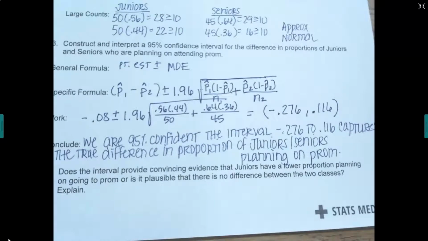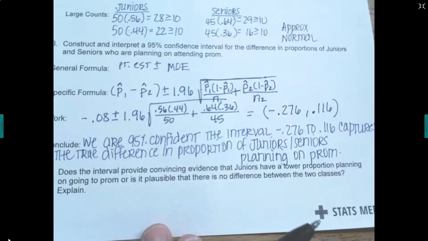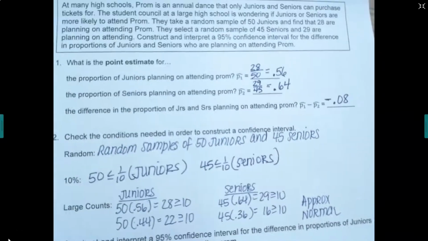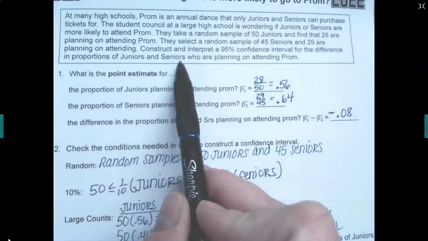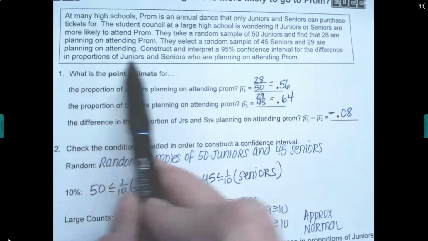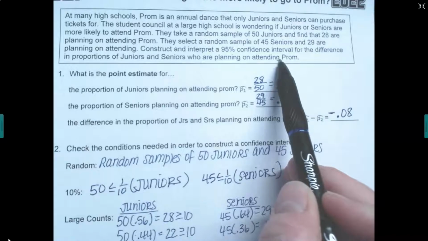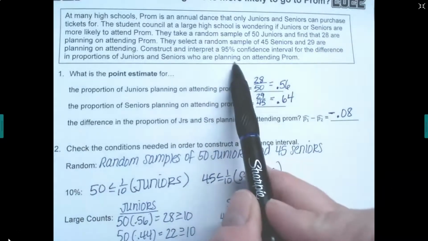So let's make our conclusion here. We are 95% confident the interval negative 0.276 to 0.116 captures the true difference in proportion of juniors and seniors planning on attending prom. The wording of what you're looking for should be in the question. If we go back up to the top, it says find the difference in proportion of juniors and seniors who are planning on attending prom. That's what needs to be in your parameter definition, because we didn't really do the state part in this, but that would be part of defining your parameter and part of your conclusion.